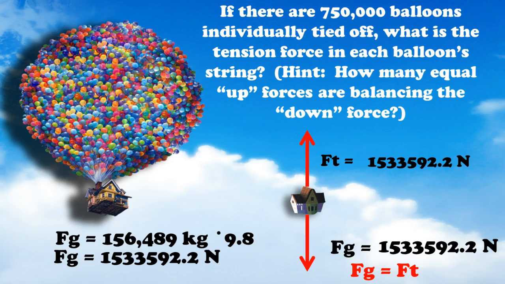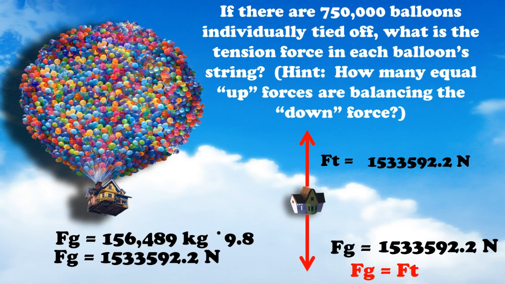There are 750,000 balloons individually tied off. What is the tension force in each balloon string? As a little hint, how many equal up forces are balancing the down force? In order to do this problem, you would divide the total upward force by how many individual forces it's being split out to. So in this case, how many individual strings are being tied off.